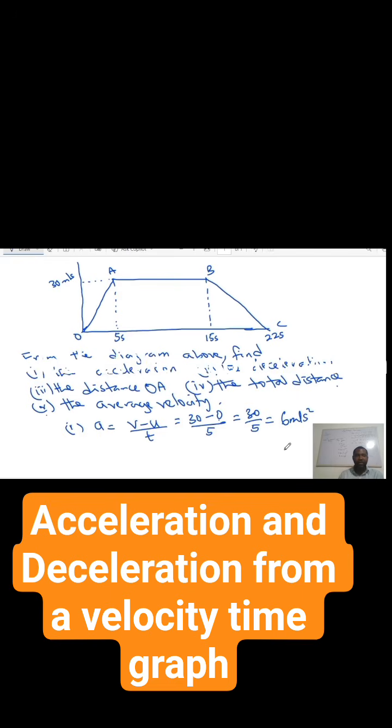Now, we want to look at the second question. The second question says we should find deceleration. Now, I want you to know that deceleration is negative acceleration. So, it has the same formula, v minus u over t. The difference between these two formulas is that in acceleration, final velocity is bigger than initial velocity. But in deceleration, final velocity is smaller than initial velocity.